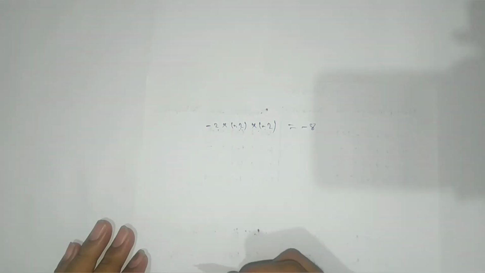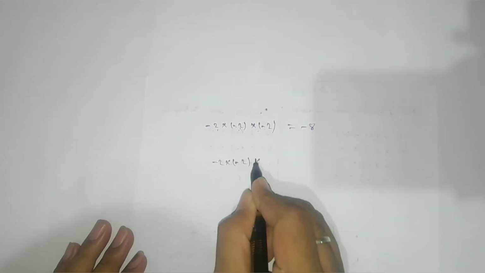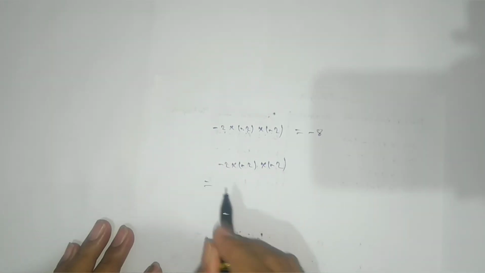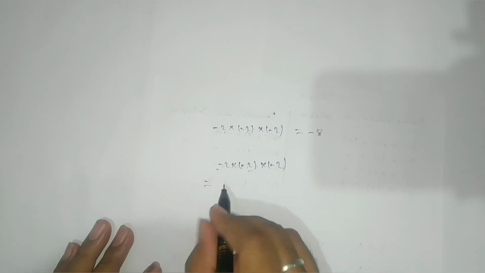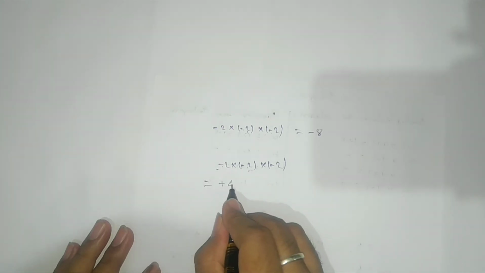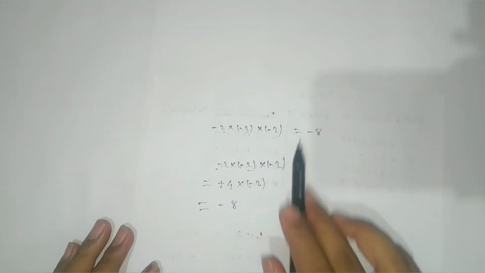How so? Okay, let's see the process. Here minus 2 into minus 2 into minus 2. The process is that first 2 integers we will take. So minus minus give you plus. 2 into 2 is 4, into minus 2. Now minus plus give you minus. 4 into 2 is 8. So we have not shown this step directly. We have written minus 8.